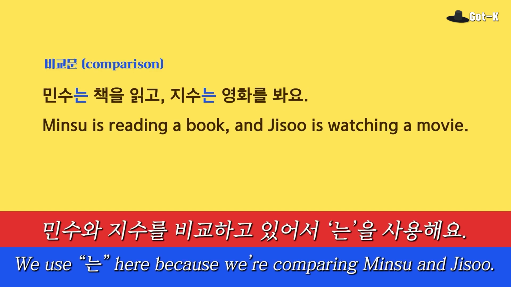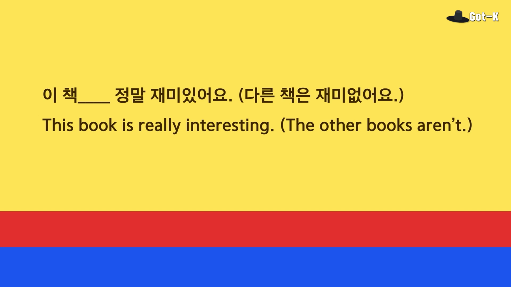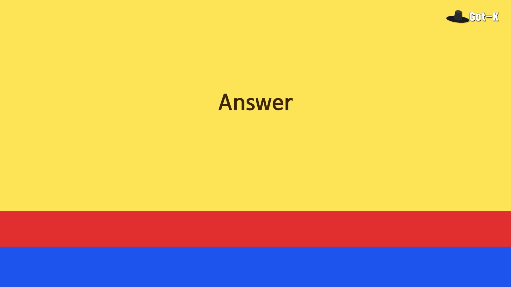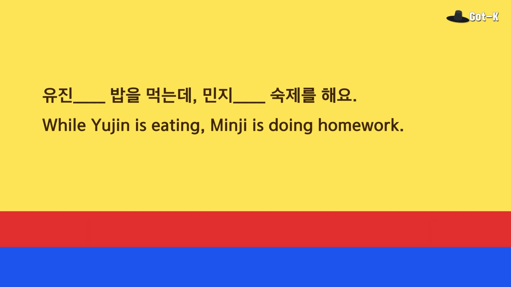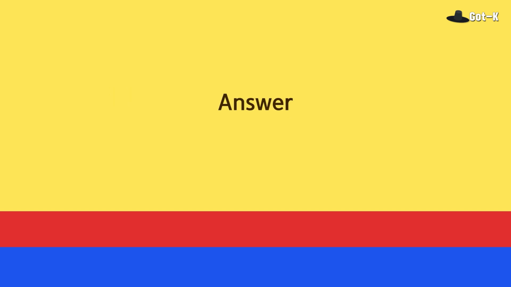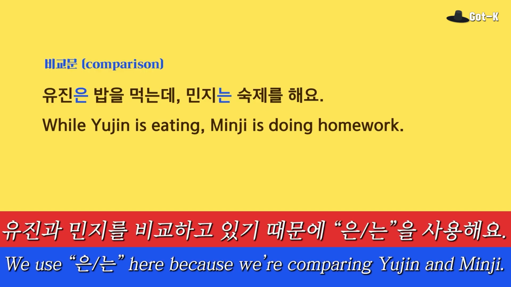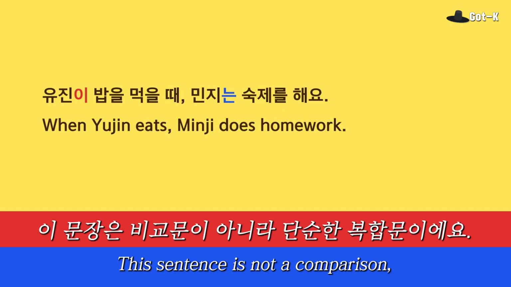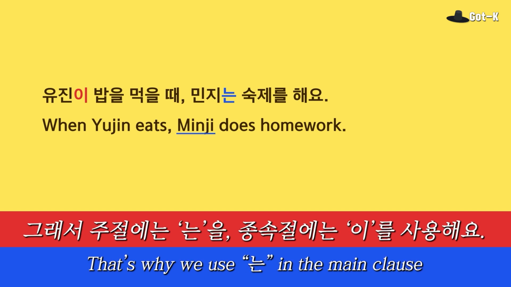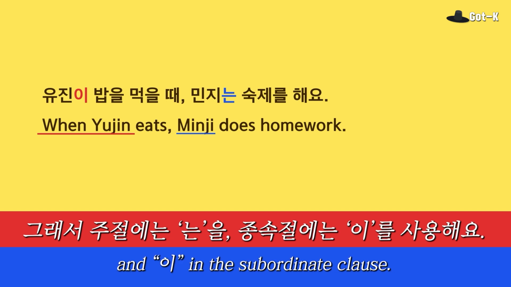We use 는 here because we're comparing Minsu and Jisoo. We use 이 here to emphasize this book. We use 은는 here because we're comparing Eugene and Minji. This sentence is not a comparison, but a simple complex sentence. That's why we use 는 in the main clause and 이 in the subordinate clause.